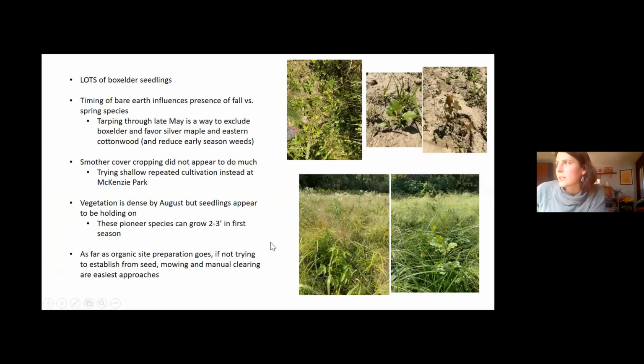So some of the takeaways here, lots of box elder seedlings. That's a species that is really successful at establishing from seed at these sites. One thing that we noted was that the timing of when you're exposing bare earth can really influence what species you are favoring. So we pulled the tarp in late May, and so that soil wasn't exposed to box elder falling in the fall. So that really favored silver maple and eastern cottonwood that were both seeding out in June.